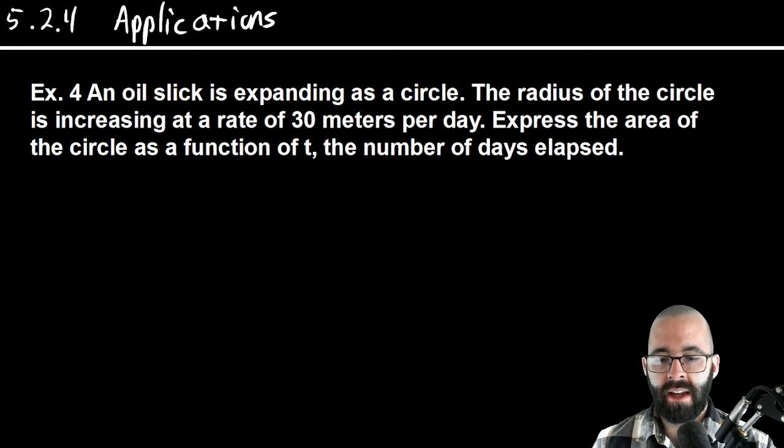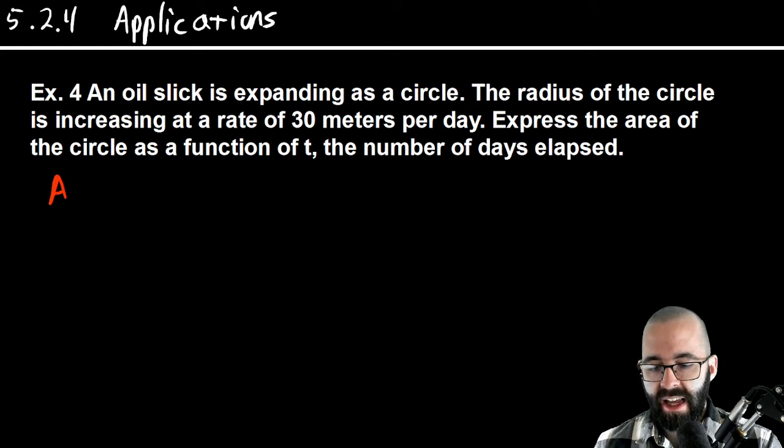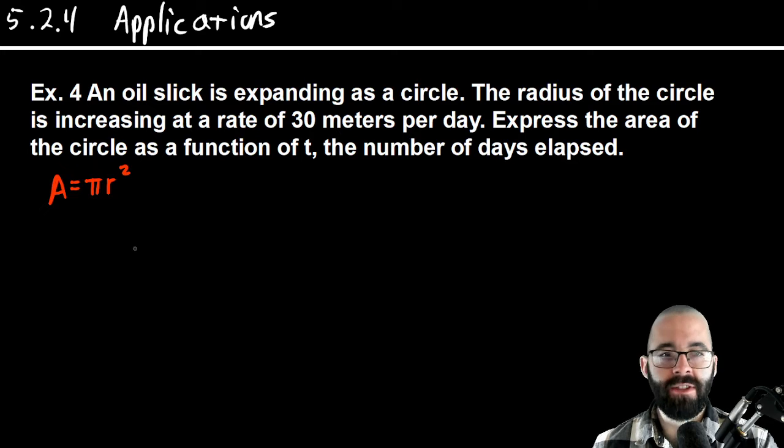Okay, so let's just look at this. What's happening? I have an oil slick. That's not good. It's increasing by 30 meters per day. That's not good. How's the area changing over time? So what is the area of a circle? Area of a circle is pi times the radius squared. That's important information that we should write down.